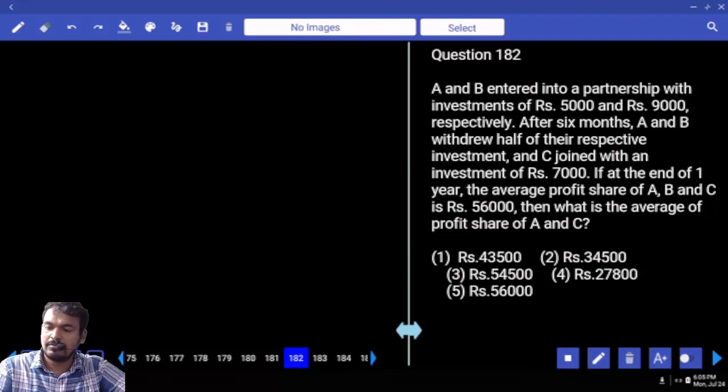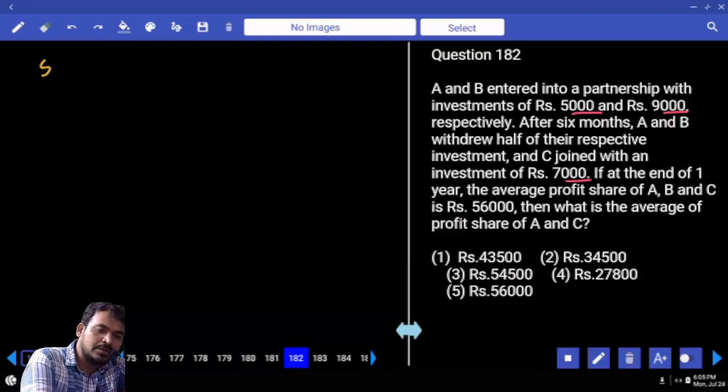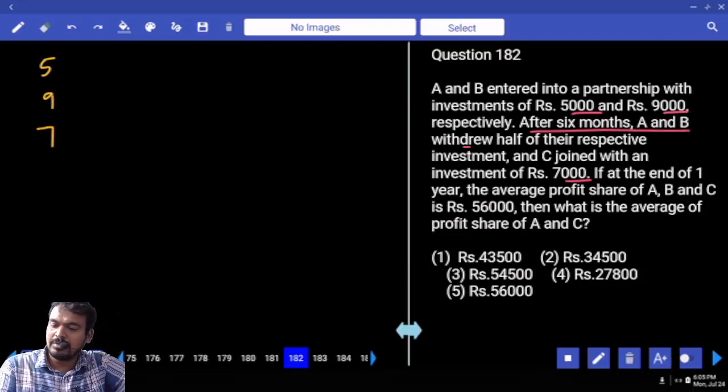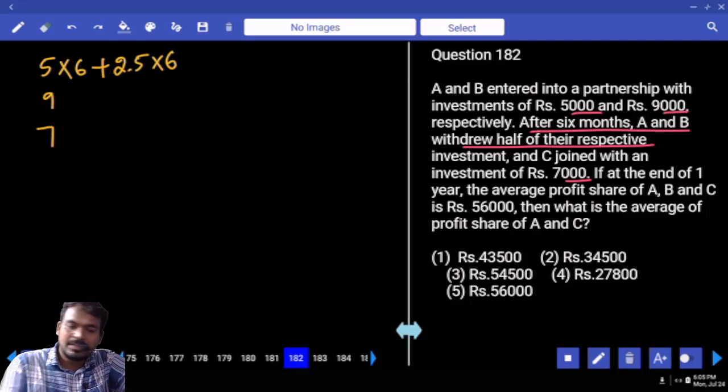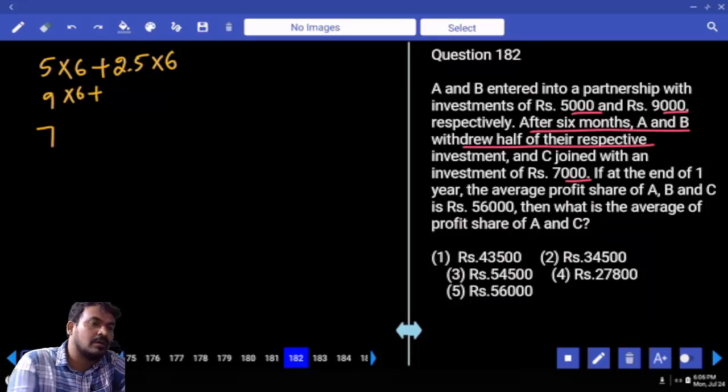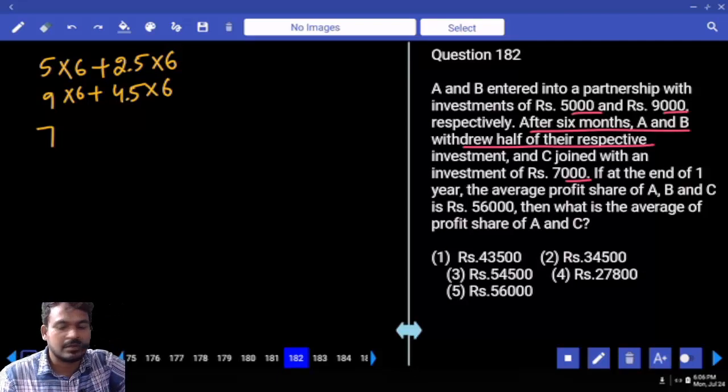For A investment 5,000, B investment 9,000, C investment 7,000. In all the cases 3 zeros are common, so the investment ratio is 5:9:7. After 6 months, A and B withdraw half of their respective investment. Out of 5 parts, half value is withdrawn. Means 5 parts are used for 6 months, and half of the 5, 2.5, will be used for the remaining 6 months. For the second person, 9 parts are used for 6 months, and half of the 9, 4.5, is withdrawn, means remaining also 4.5 will be used for the remaining 6 months.